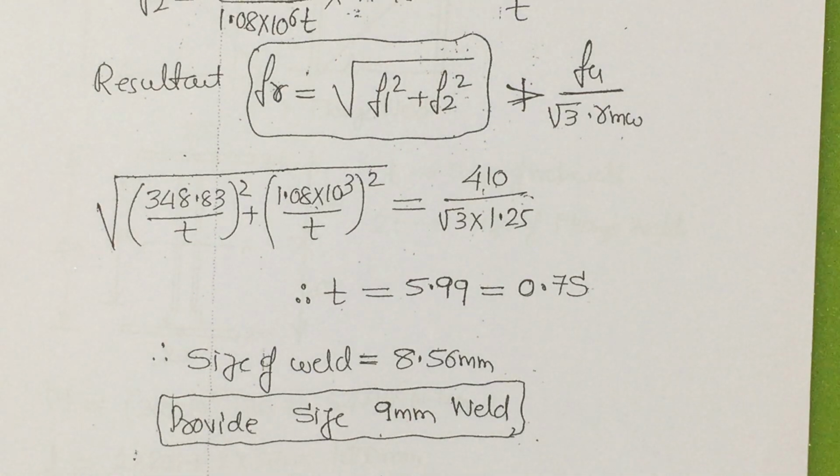So here we are going to conclude the welded connection problems. In this we have covered the concept, the formulas, then 3 types of problems. This concludes the welded connection, module 2, unit 2. Thank you.